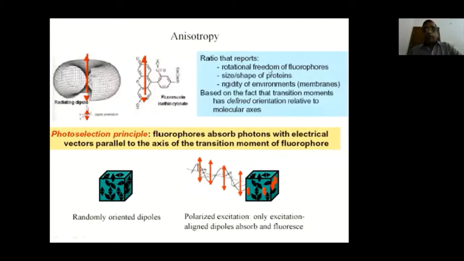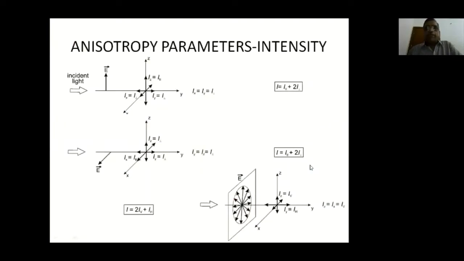You can get information about the size and shape of the molecule. All that is possible. You can use this extensively in biological applications. We're going to do a separate session on this anisotropy. I'm giving you the basis here. Anisotropy is basically a photoselection of the molecular absorption by the orientation of the electric dipole. This is the interesting behavior of the molecule.